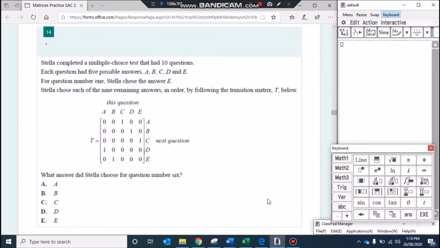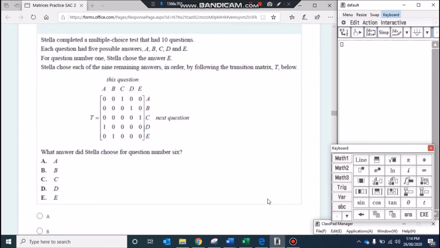Stella completed a multiple choice test that had 10 questions. You had five possible answers A to E. For question 1, Stella chose E. Stella chose each of the 9 remaining questions in order by following the transition matrix below. So this is our transition matrix. We're going from this question to the next question. We want to see, what did Stella choose for question 6?